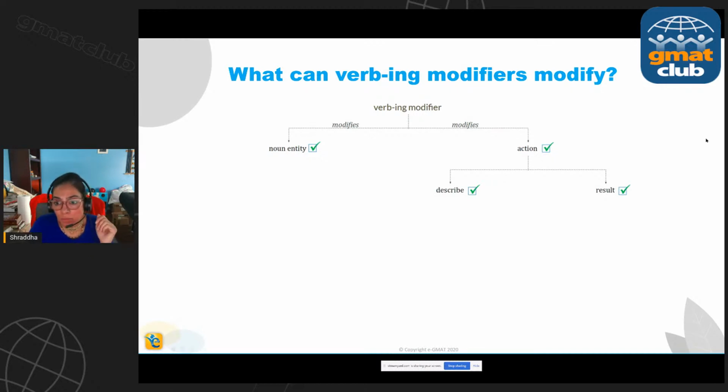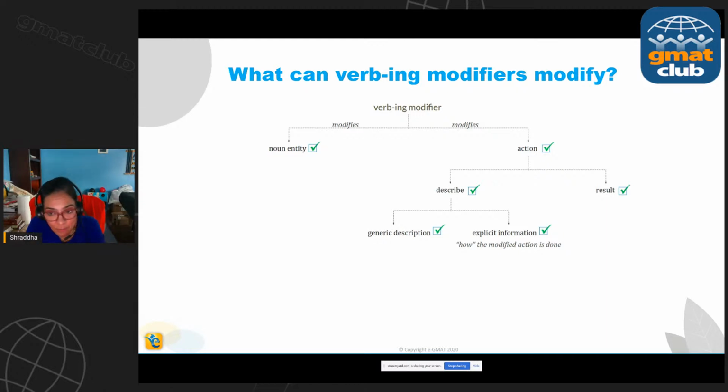When it comes to action, verb-ing modifiers are used with a comma. It's comma plus verb-ing modifier, placed after a clause, and it either describes the preceding action or presents the result of that action. We can make a further bifurcation here. When it describes the preceding action, it does so in two ways. The first is generic description.